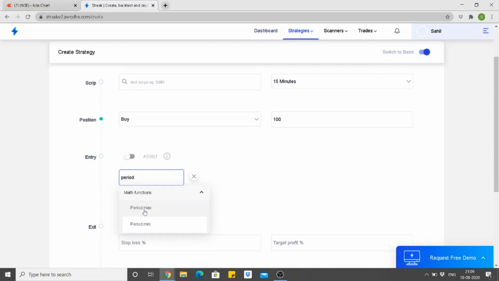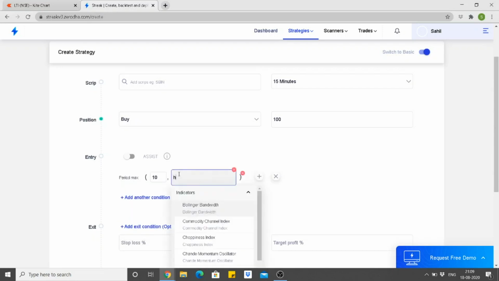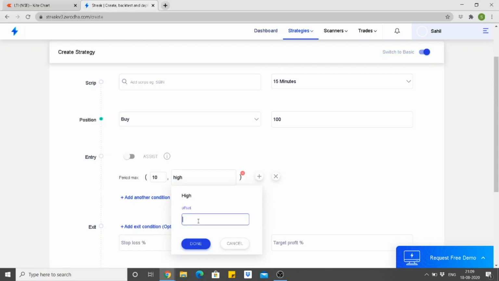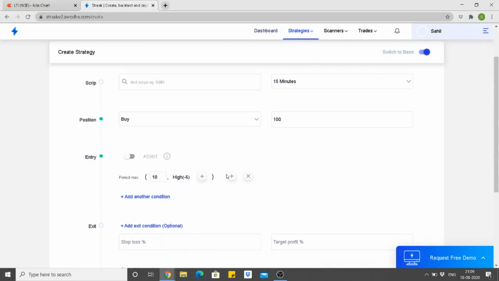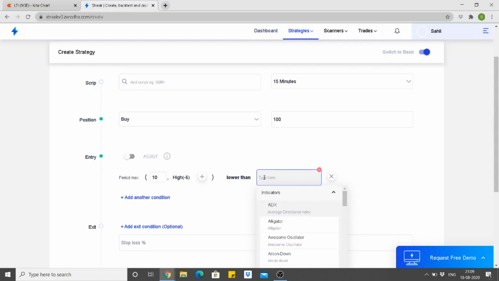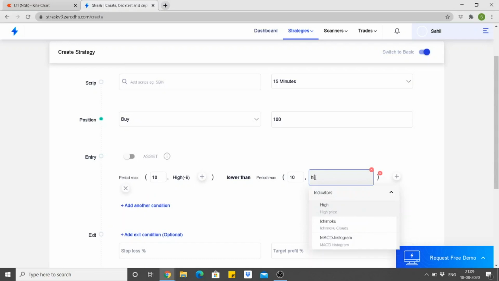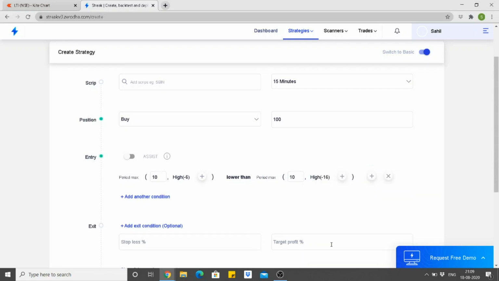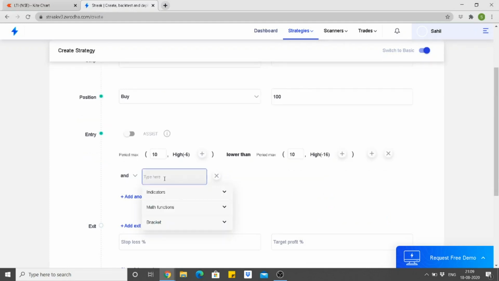So I will be inputting my first condition: period max high -6 should be lower than period max high -16. You can see that even the offsets and the periods that we are using in the function are extremely similar to the scanner that we created. For simplicity purposes, we have kept it this way.